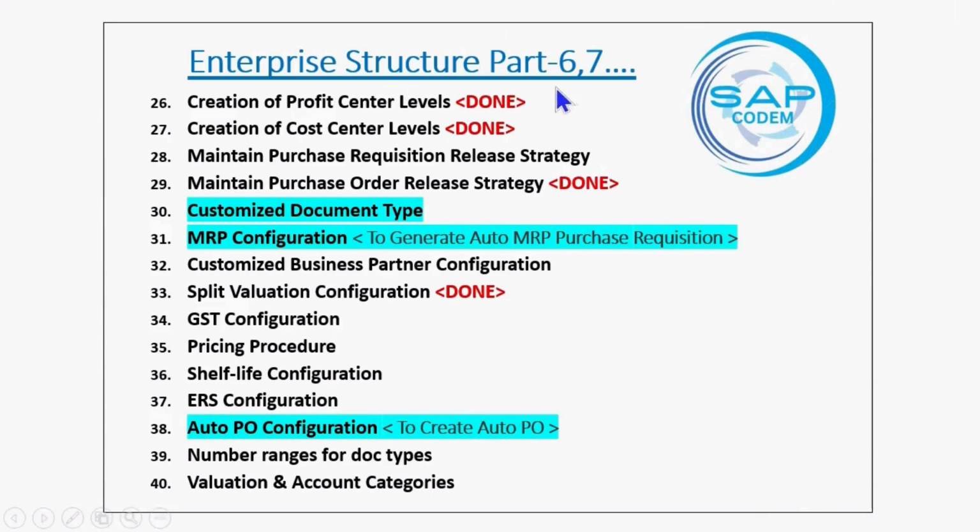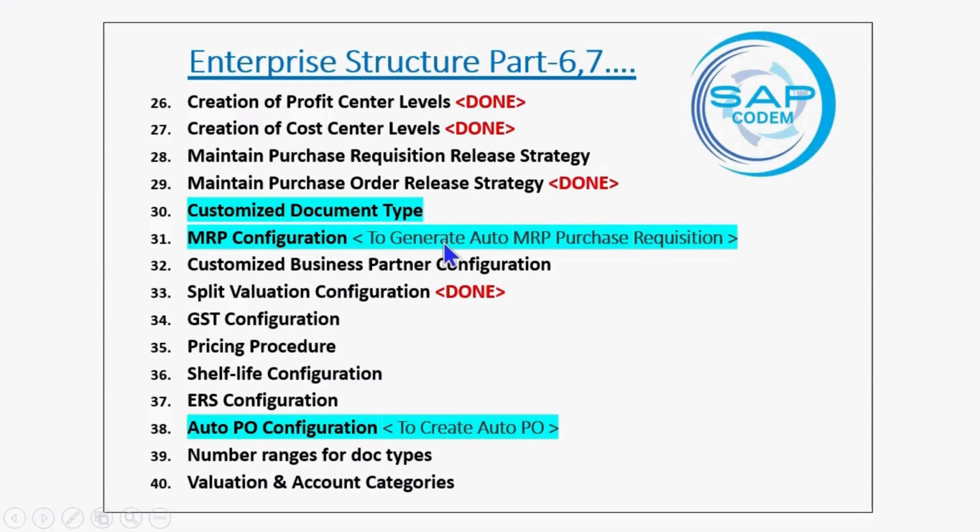Enterprise Structure Configuration Part 6. In continuation of Part 5, in this session, you will be learning customized document type. Purchase requisition will be our customized document type. And we'll do MRP configuration. Some part of MRP configuration, what is required to generate the auto MRP purchase requisition. We'll be doing that configuration because complete configuration and running the complete MRP itself will be one session.